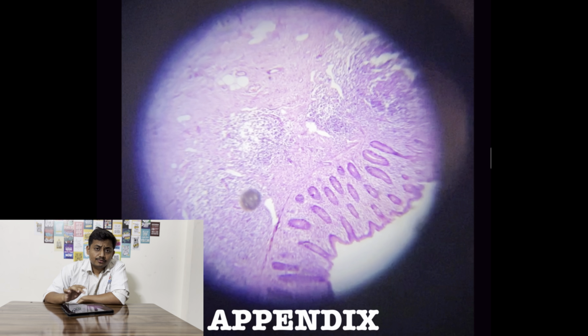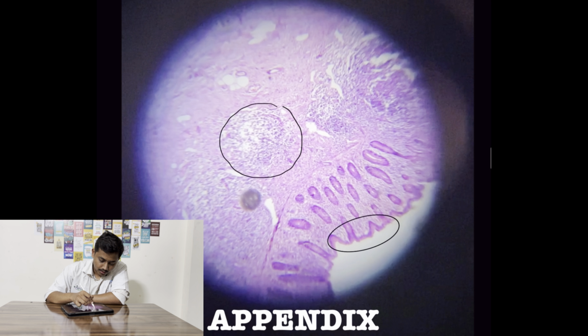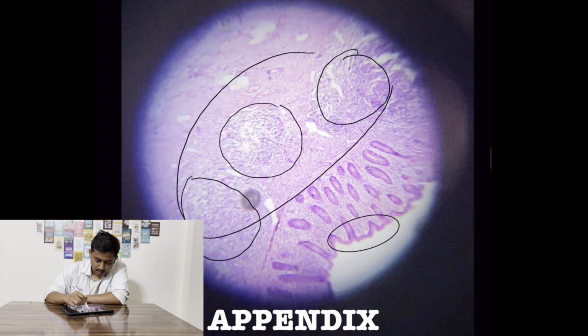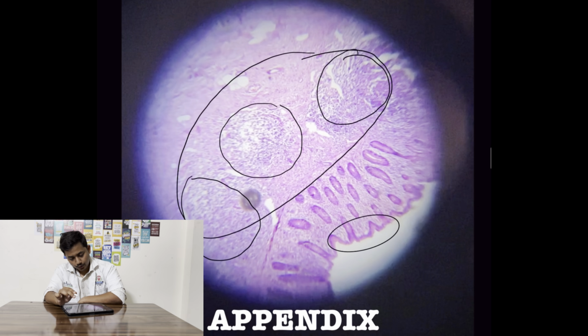The last slide for today is the appendix. The appendix is again lined by the simple columnar epithelium. The second thing that you should be knowing is there is abundance of lymphoid aggregates in case of the appendix. Those are known as numerous lymphoid follicles in the layer of the submucosa. So don't forget to mention this point.